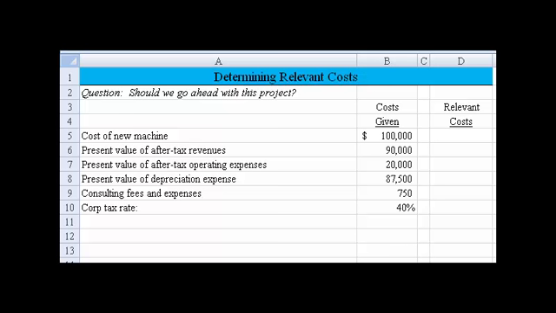Okay, we've got some costs given, and we don't even know the length of the project, but the data is presented in terms of present values. All right, I'll highlight over the various items.